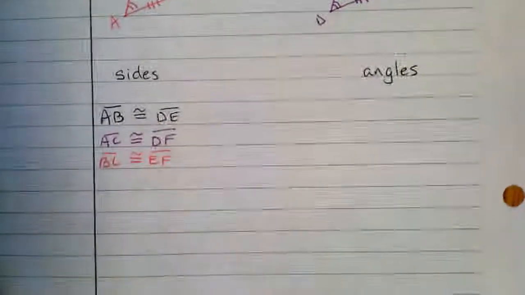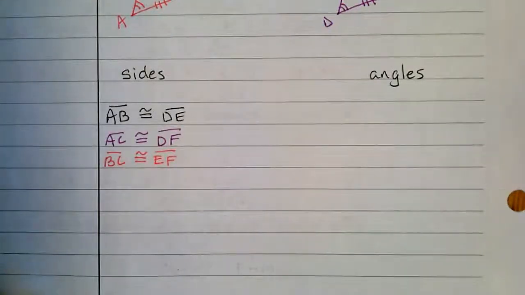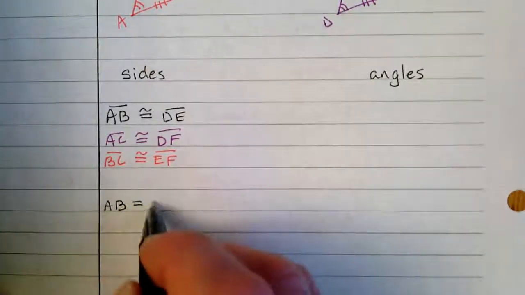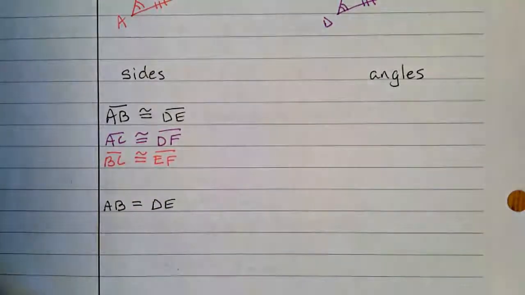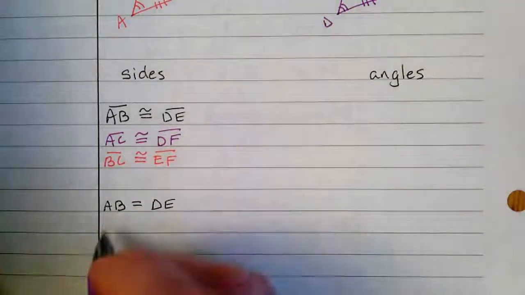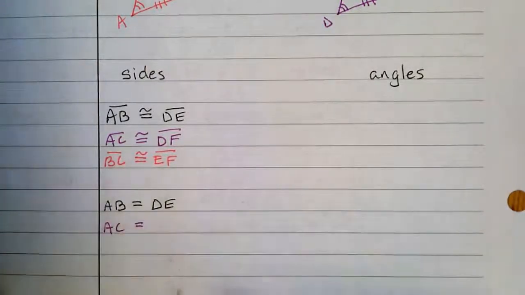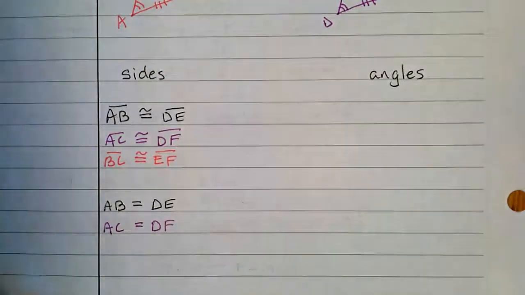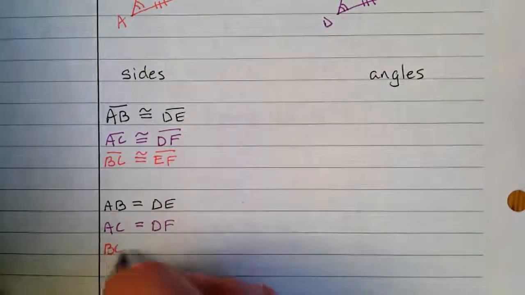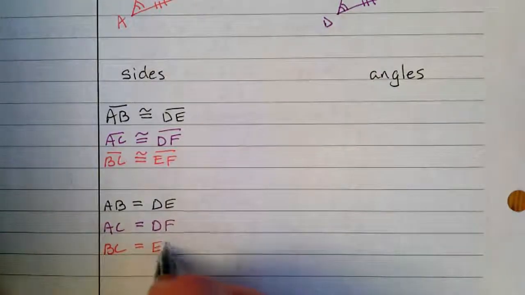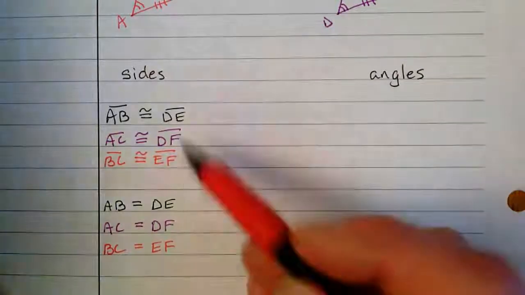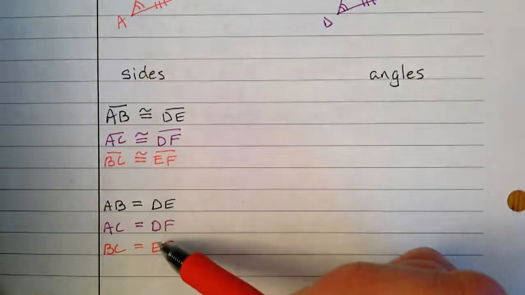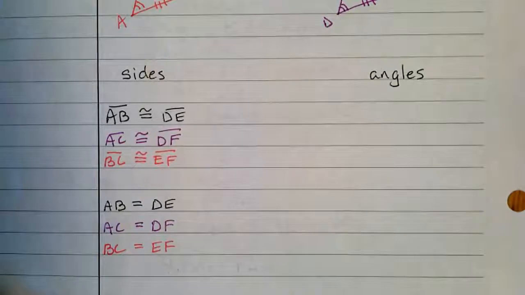Of course, this also means that the distance between A and B is the same as the distance between D and E. The distance between A and C is the same as the distance between D and F. And the distance between B and C is the same as the distance between E and F. So the sides are congruent, which of course means they were also all the same length, because that's what it means to be congruent.